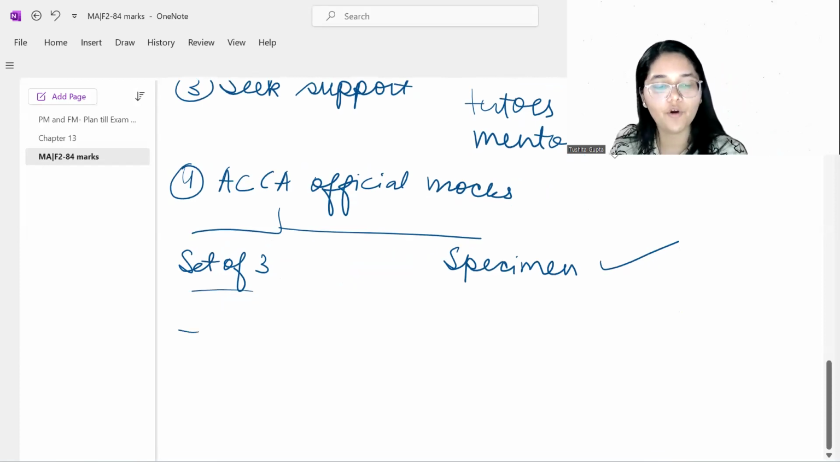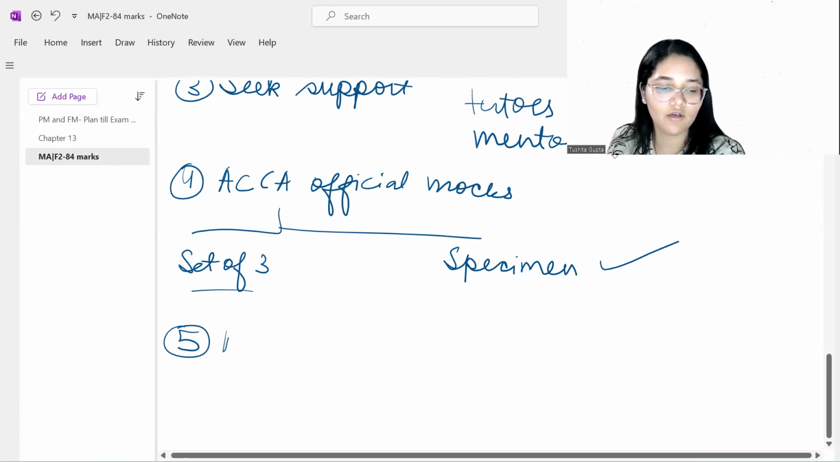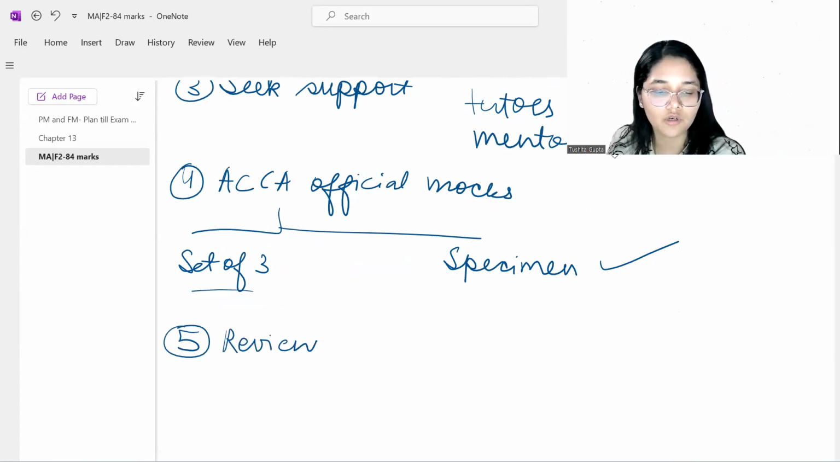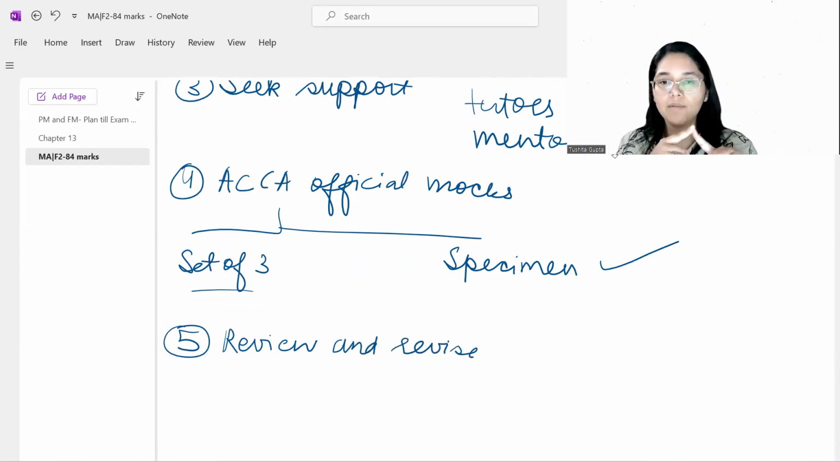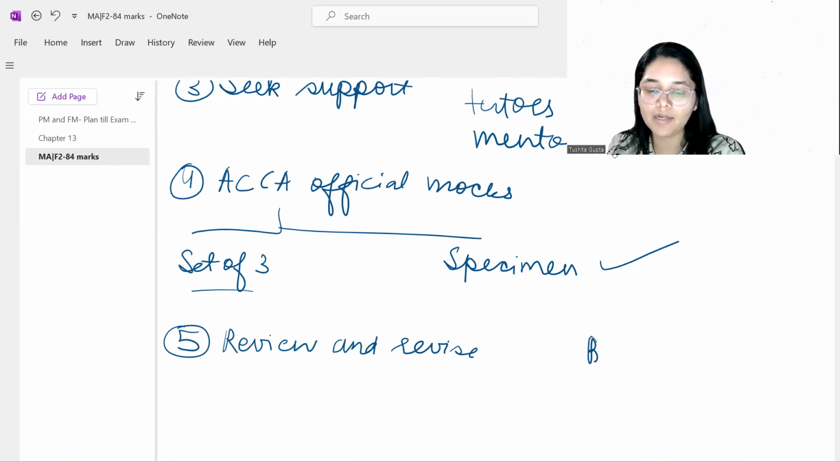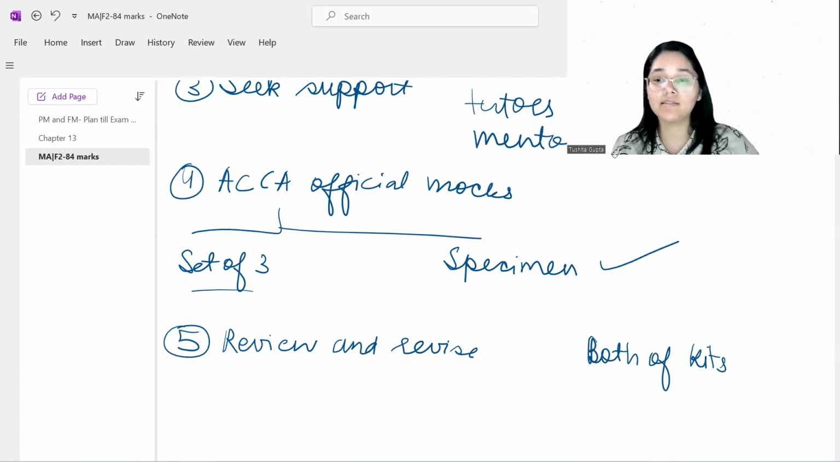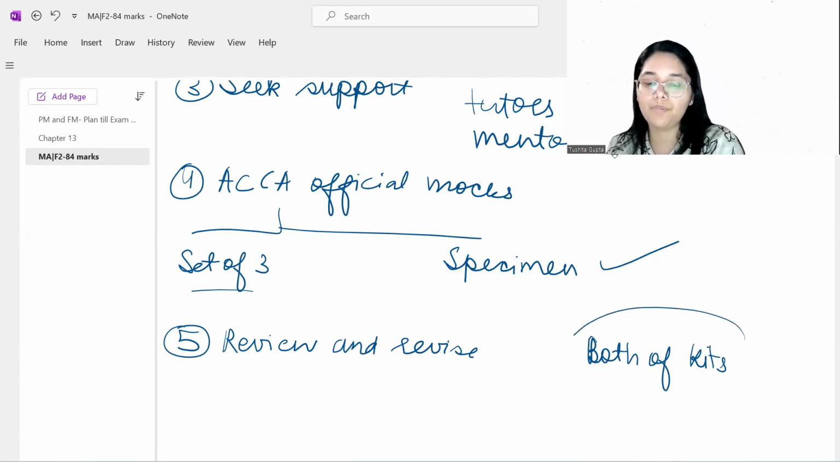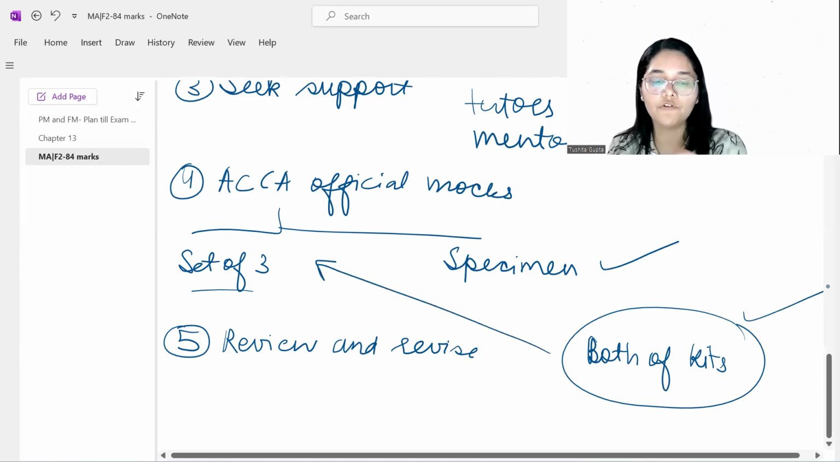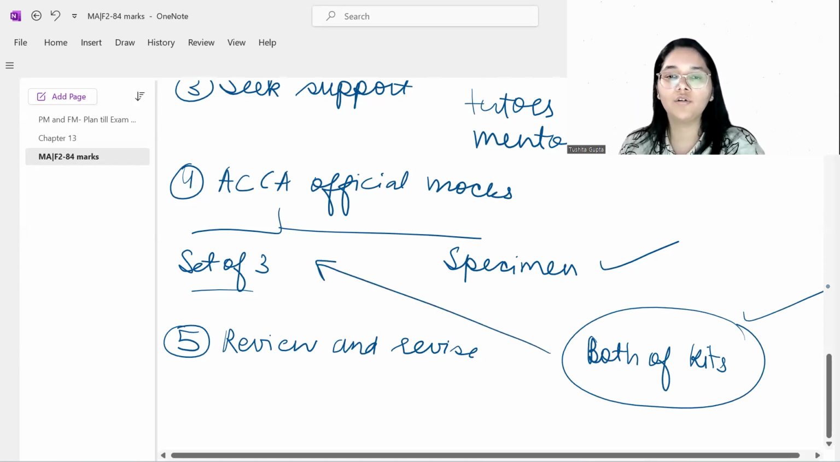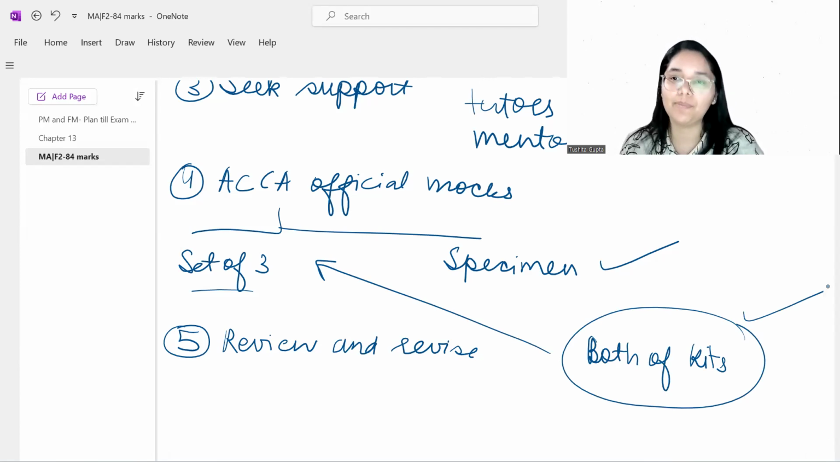And then the fifth point which I want you to take care of is reviewing and revision. Make sure that when you are sitting for the exam, you have reviewed your syllabus, you have reviewed what mistakes you were making while solving the kits, and you are revising all portions of the syllabus. When it comes to practicing, make sure that you are practicing both of the kits at least, because the qualification of ACCA is relatively new to you. So make sure that you're practicing from both of the kits as well as the official mocks, so that you are not leaving any stone unturned in your preparation.